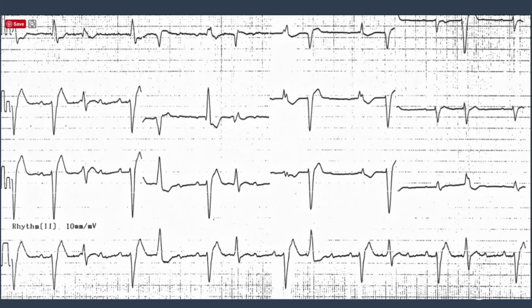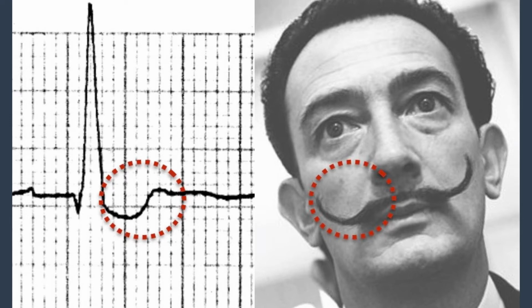biphasic T wave, or what is also called a Salvador Dali mustache sign, as you can see on the picture. If you get an ECG looking like this on a patient with digoxin, you don't need to fret. But if you are intending to increase the dose of digoxin or give the patient more, you might want to get a concentration before you do so.